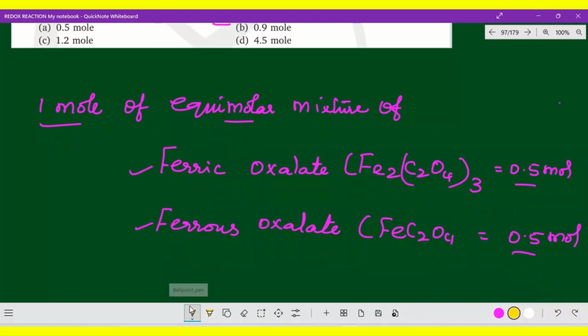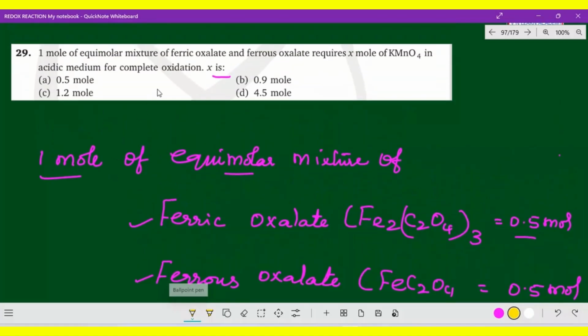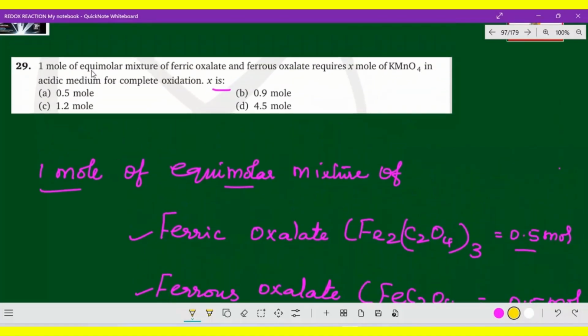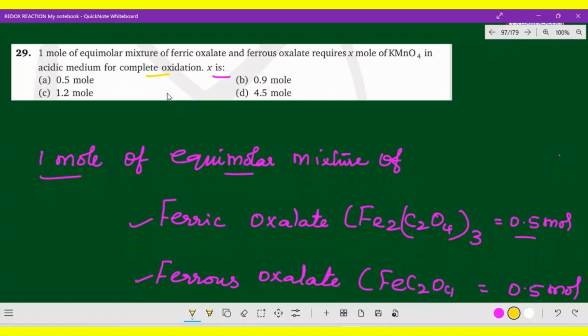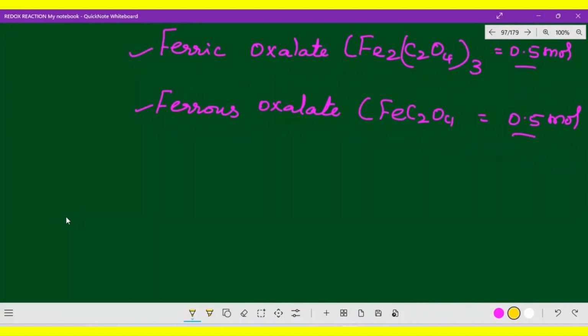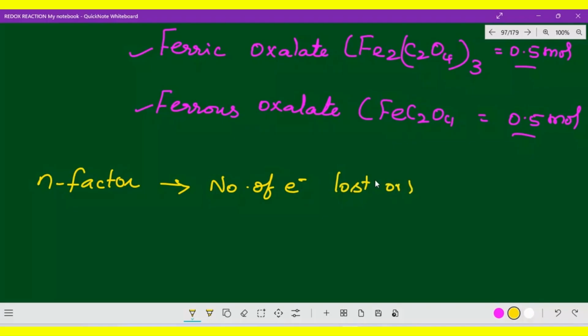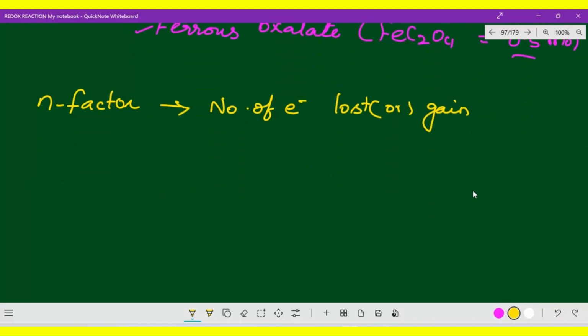And we have to identify the N factor. Why? Because here they mention X mole of KMnO4 in acidic medium for complete oxidation, so we have to go for the N factors of oxidation. You know very well, N factor is the number of electrons lost or gained. I already explained that in many videos. So now let us check the N factor.